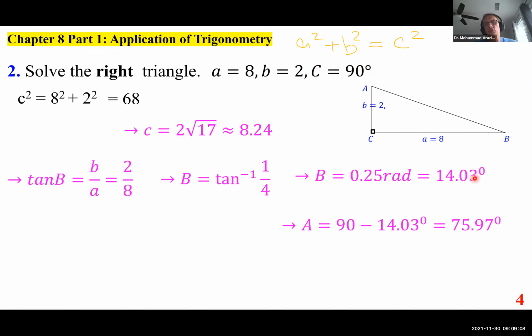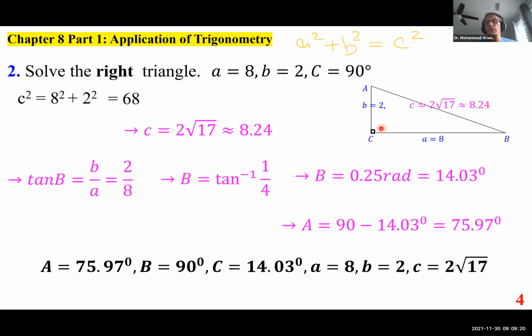So there are two ways to do that. Because it's a right triangle, these two must add up to 90. Or in general, A plus B plus C add up to 180. Find the missing one, and we're going to put the C here. So by solving a triangle, we mean find all the sides, all the angles.